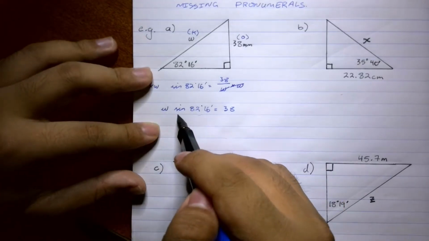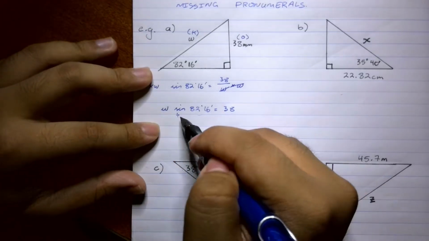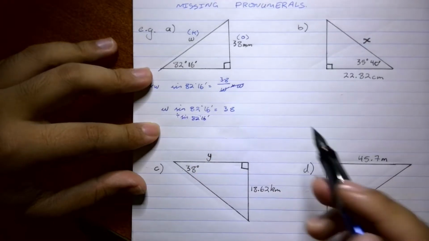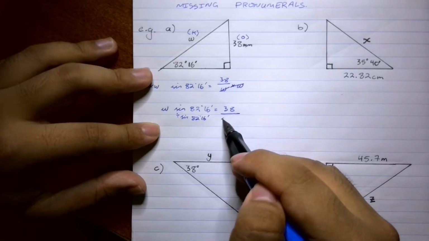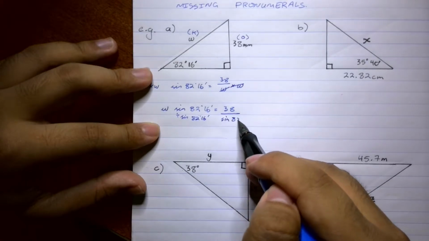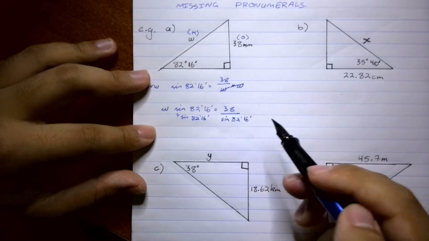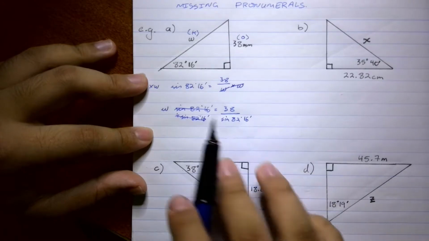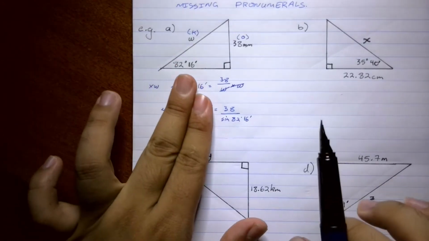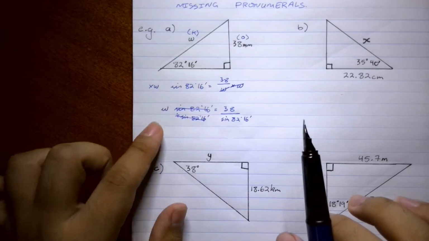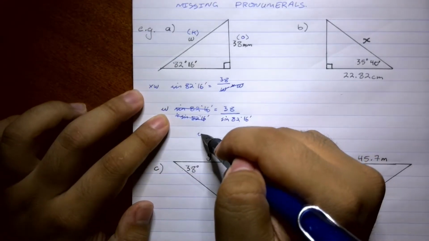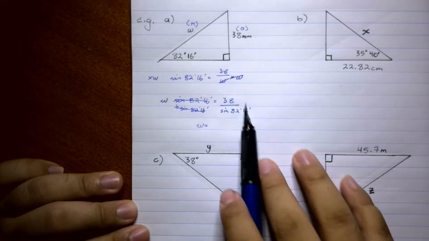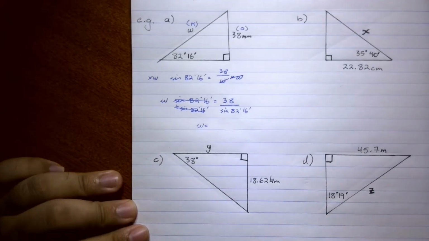By that I mean I'm going to divide both sides by sine 82 degrees 16 minutes. It'll cancel this out. So notice how everything on the left is cancelled out except for the W. So W will be by itself, which means this is what we'll be inputting into our calculator.